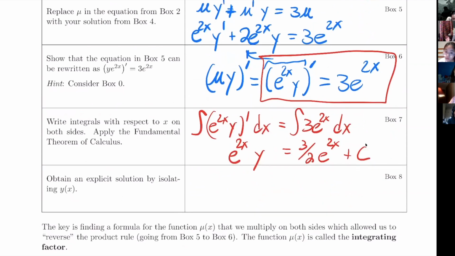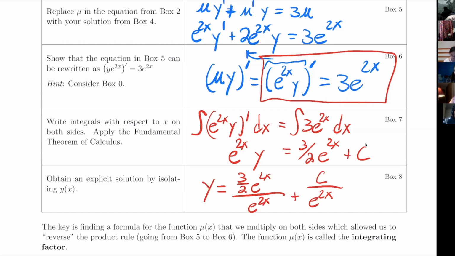And so the last step that we typically do is divide both sides by e to the 2x to solve for y. And so here, be careful, we can't just say that dividing c by e to the 2x just gives me some other arbitrary constant, because what we're dividing by depends on x, right? And so we want to keep that dependence there. So we're taking some arbitrary constant and dividing it by e to the 2x.